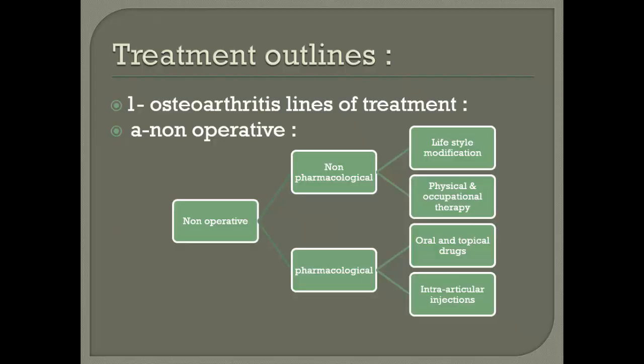Treatment outlines of arthritis. Treatment of arthritis generally includes rest, occupational or physical therapy, exercise, drugs, and sometimes surgery to correct joint damage.